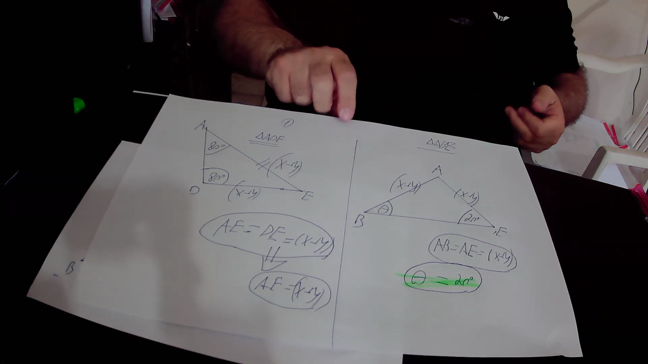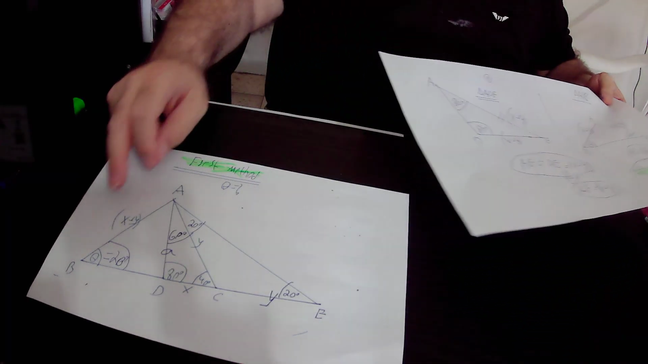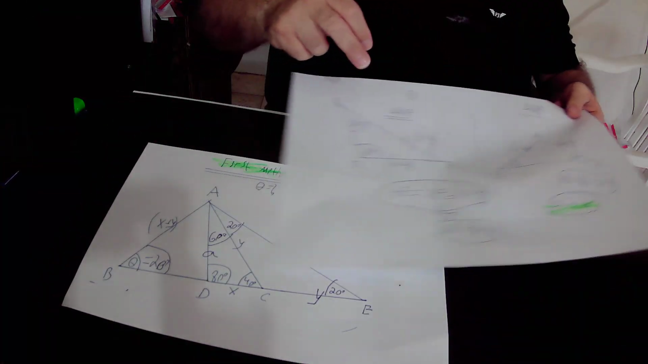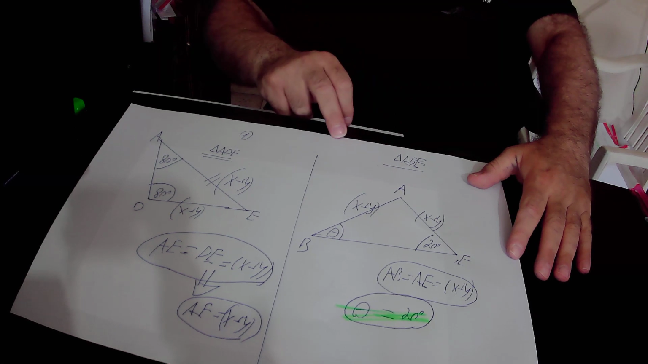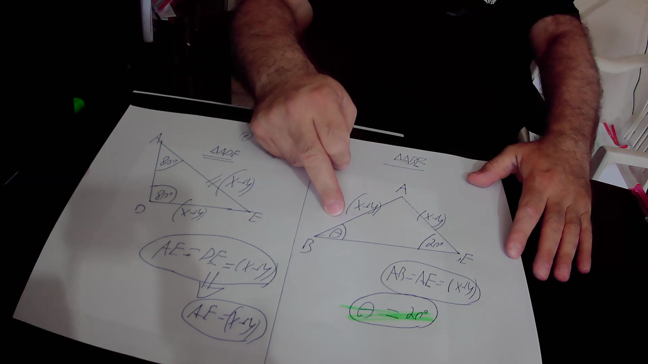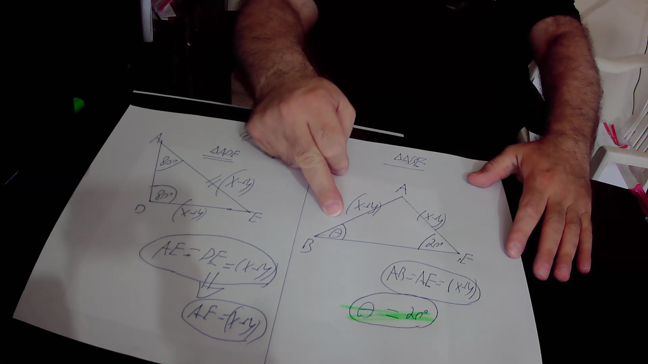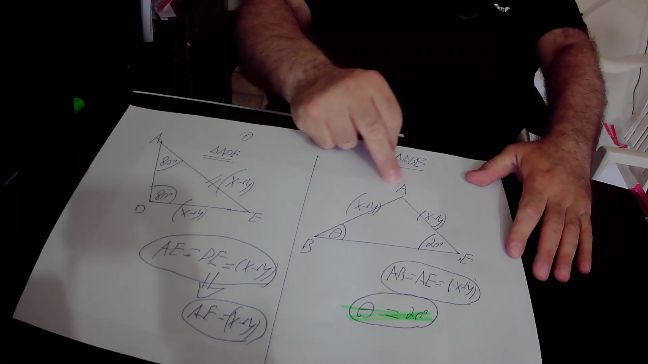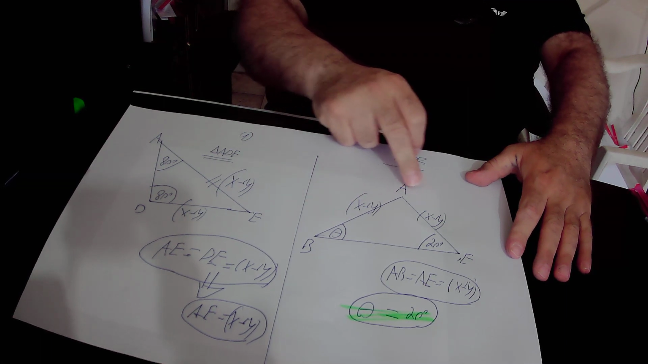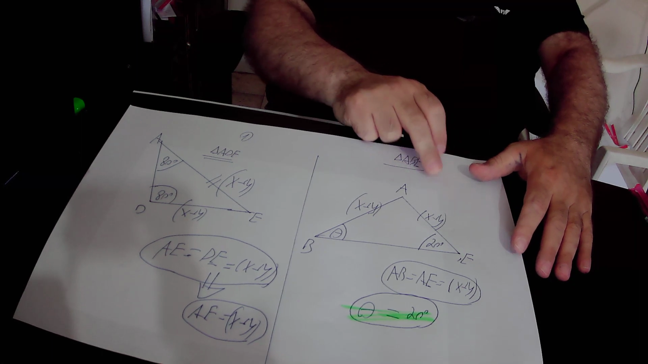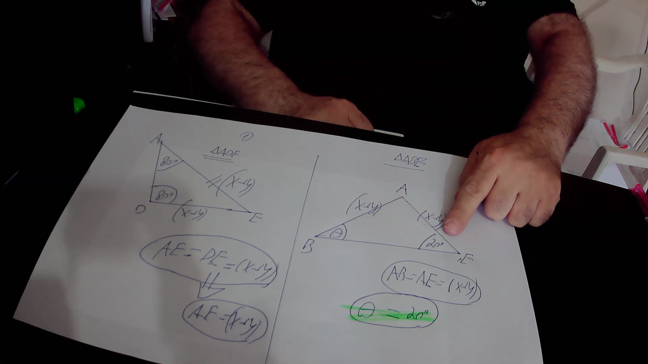Then I copied the big triangle ABE onto this page, and we analyze triangle ABE. This is triangle ABE that I copied from the original drawing. It is given that this angle equals theta, that is the angle that we are looking for. It is given that side AB equals x plus y, and we just found out that side AE equals x plus y. And we have already found out that angle AEB equals 20 degrees.